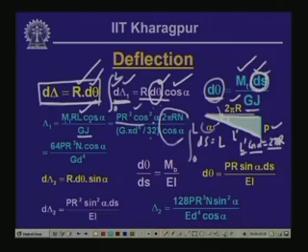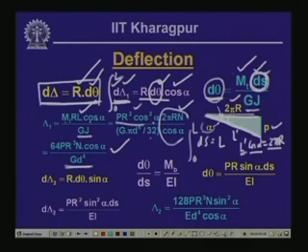If we simplify this particular expression, this comes as 64 p r cube n cos alpha by G d to the power 4. So, this is the value of delta 1, the deflection that the spring undergoes because of the twisting moment Mt, which is equal to p r cos alpha.